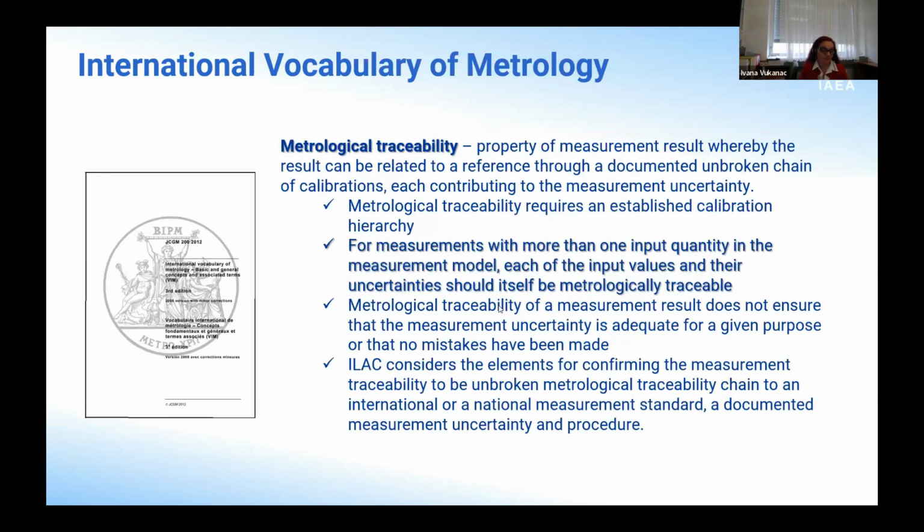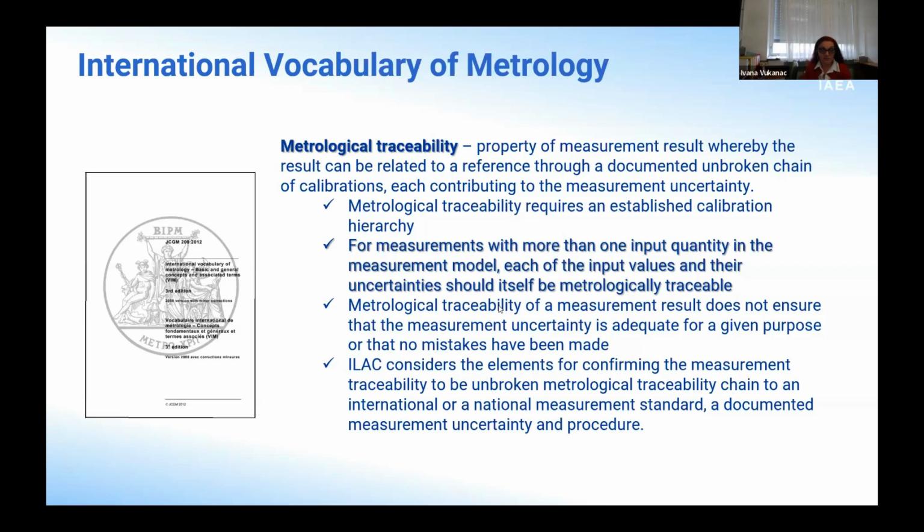Besides these definitions, I would like to give one more of the term which is very important, not just for reference materials, but also for any laboratory dealing with radioactivity testing and providing the results to a customer, and this is metrological traceability. It is a property of measurement results whereby the result can be related to a reference through a documented, unbroken chain of calibration, each contributing to the measurement uncertainty.